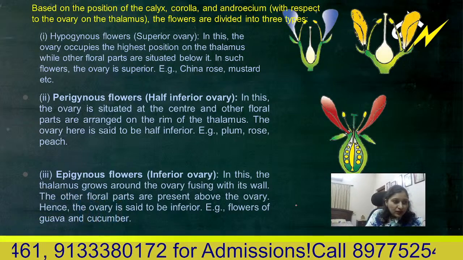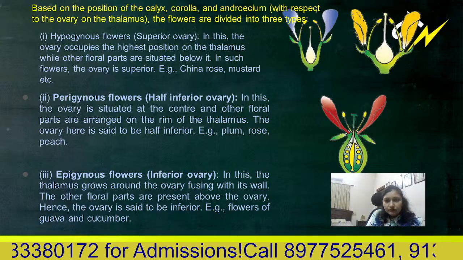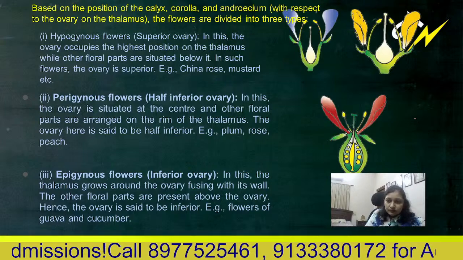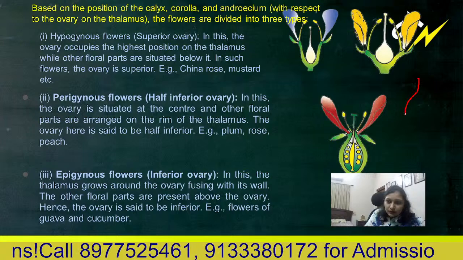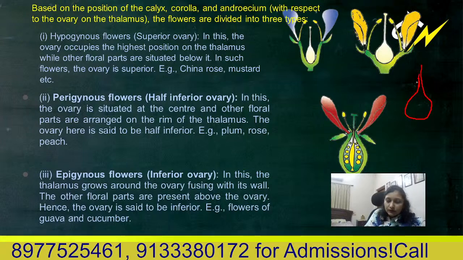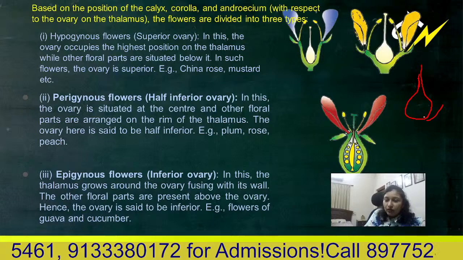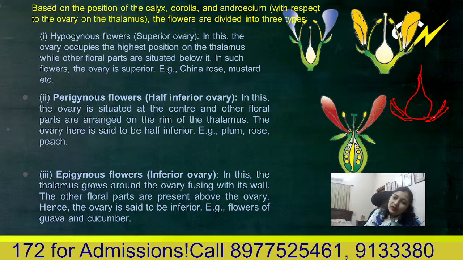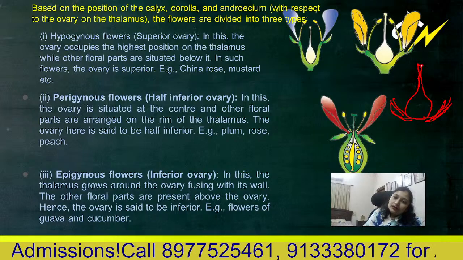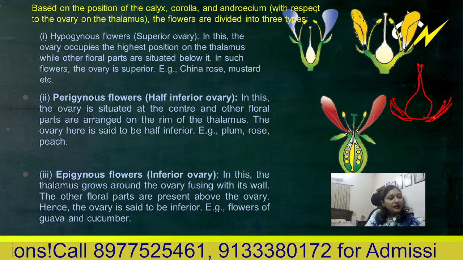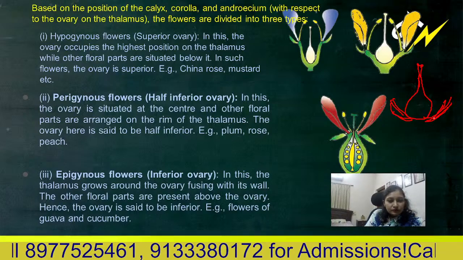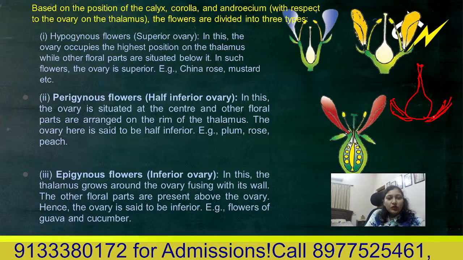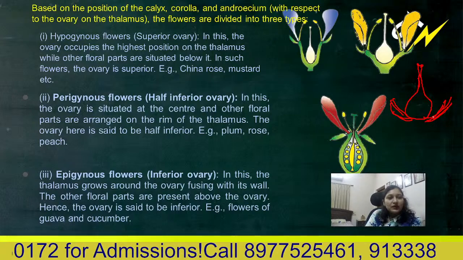Wait, I'm drawing it. Ovary is superior. Here all the parts are born from here. I am not having the picture of that. All other parts are starting from here. That is called hypogynous flower or superior ovary, like in case of China rose or mustard, etc.